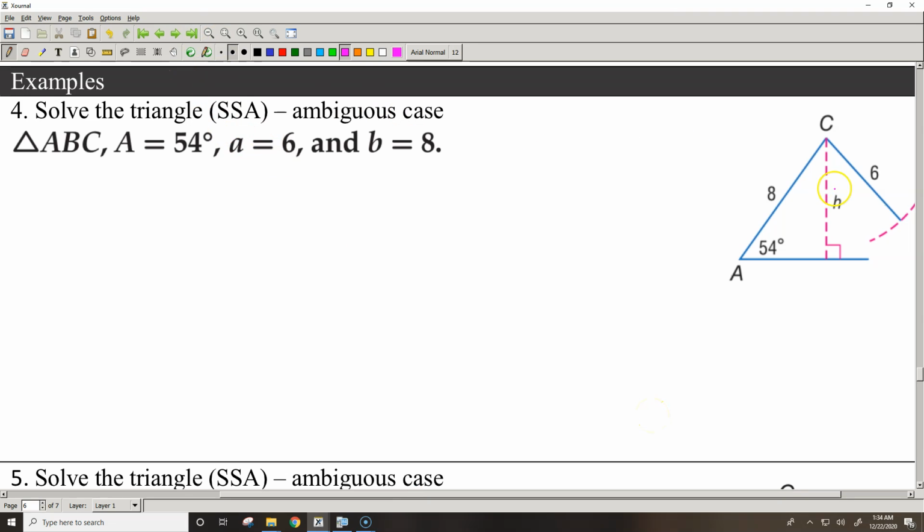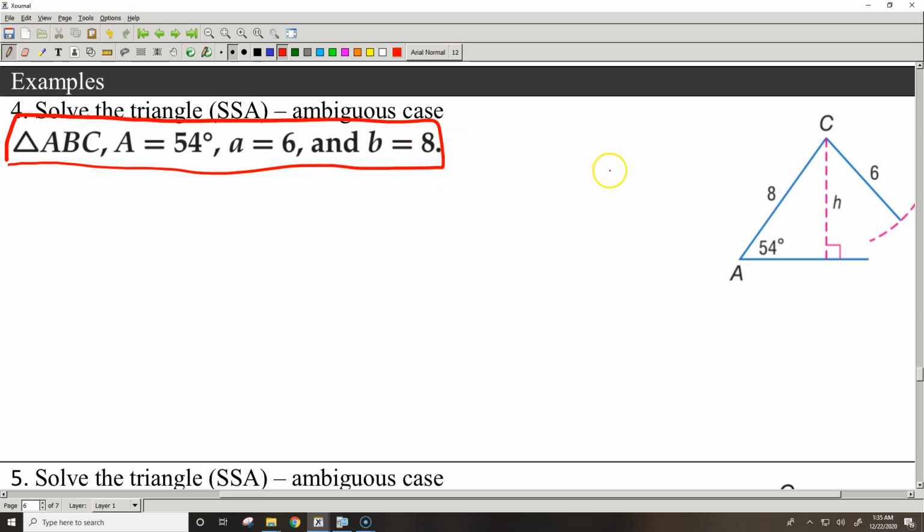So in your notes, you don't have to draw out this picture. This picture is just here to show the same idea. So the only thing you need to write down is this information right here. There's the information that's given. We have a triangle ABC, and we have angle A is 54, side A is 6, and side B is 8.